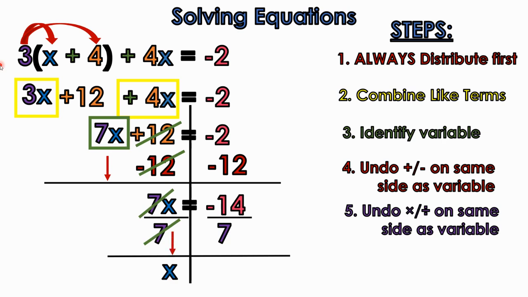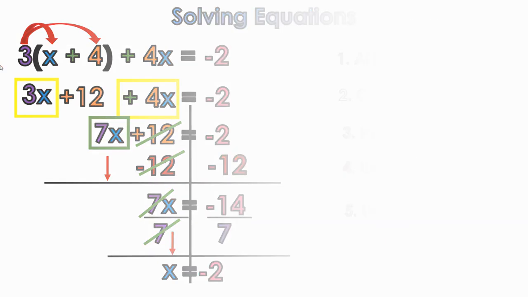1x and x are the same thing. And then negative 14 divided by 7 is a negative 2. So I was able to finally solve for x. It took a couple extra steps, but now I have my variable by itself. All right, one more example.